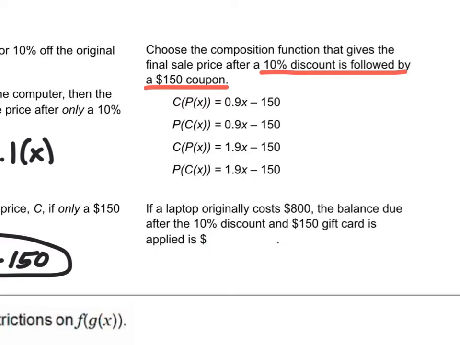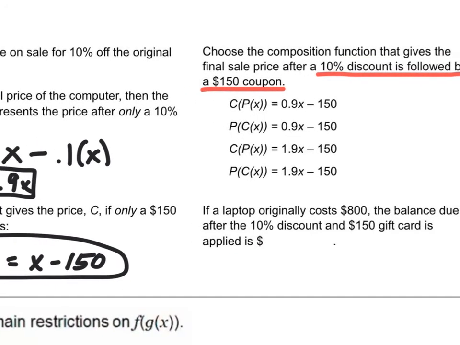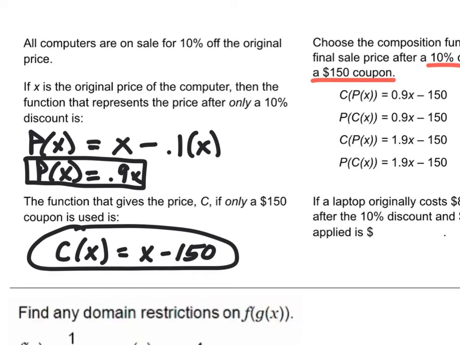And so what that means is that we have to do the 10% first, and then take off the 150. So we have to use a composite function here, and it's going to be the fact that we have to do this part first. This is going to be my inside function.